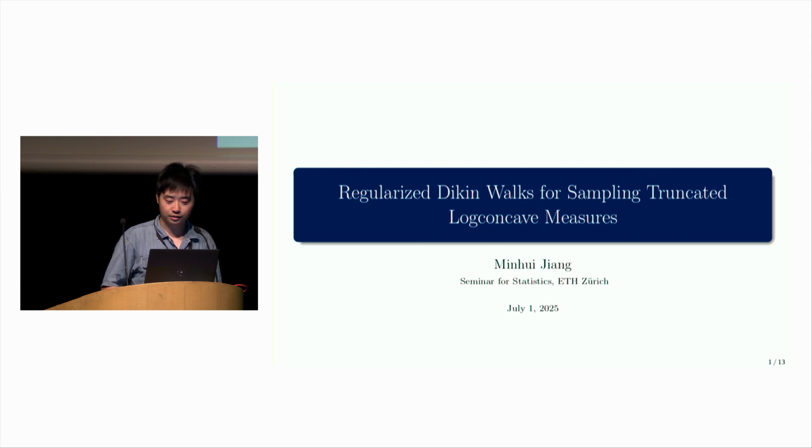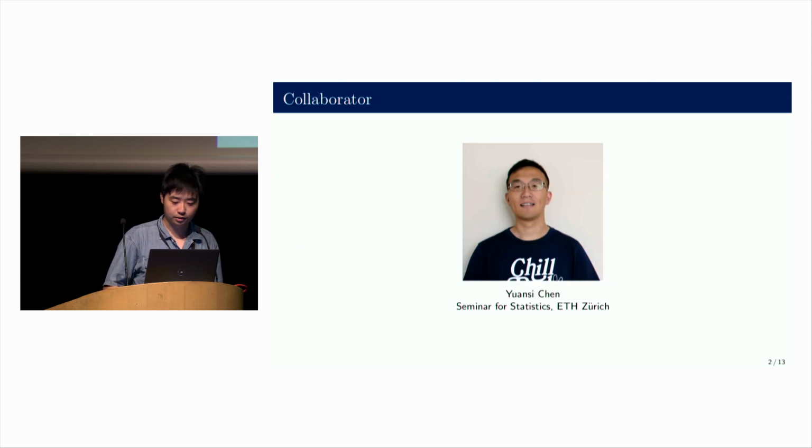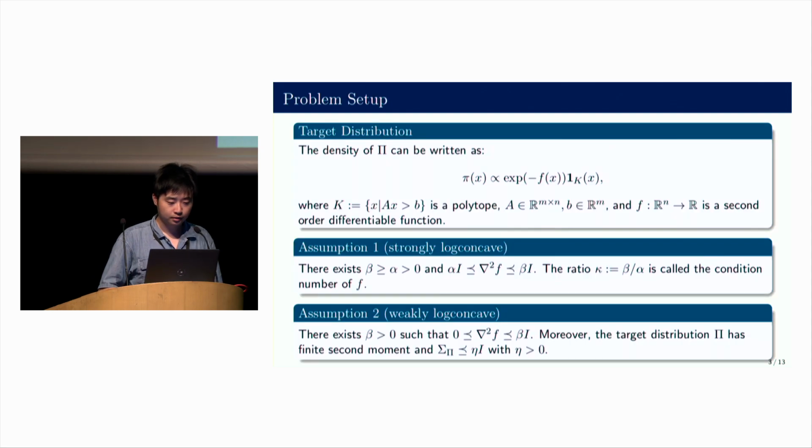Good afternoon, everyone. This is collaborative work with Yuan Sichen, and we are from the same institute, Seminar for Statistics at ETH Zurich. This is the setup for our problem. First, we have the target distribution. We want to draw samples from this density, pi(x) proportional to exp(-f(x)). This part is standard, but we multiply by an indicator function of a polytope K.